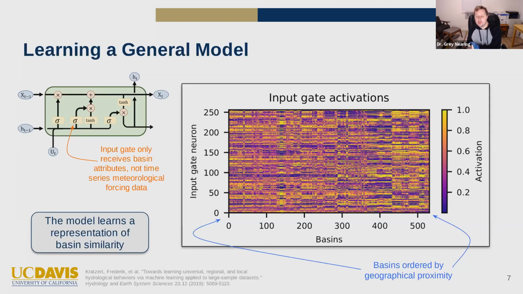One interesting thing you can see here are these horizontal bands. So you see that some basins look similar to others. These basins are grouped by geographical location, by US Geological Survey basin ID. So what's happening here is that the model is learning that basins that are close together have similar patterns of information use. There's nothing about geographical location, no latitude, longitude, no location information is fed into the model, but it learns that basins with similar climate and vegetation and whatnot behave similarly.